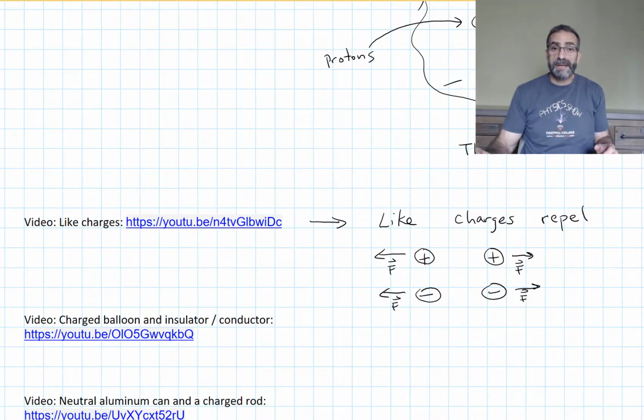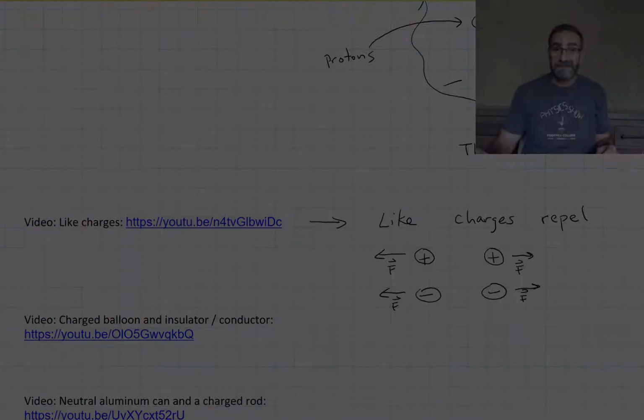Now let's watch a video demonstration between oppositely charged objects and between a charged object and a neutral object. Don't forget to pause the video and make a prediction. Try to explain it. You'll get a lot more out of the videos and a lot more out of the lectures.